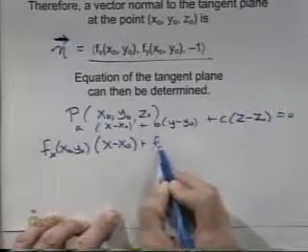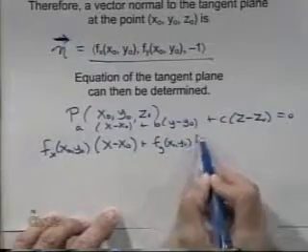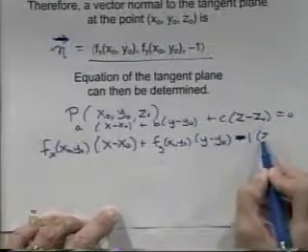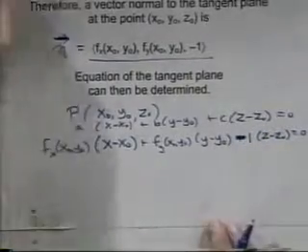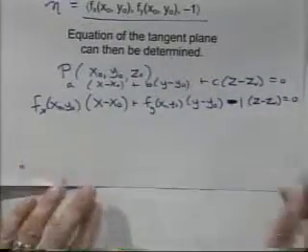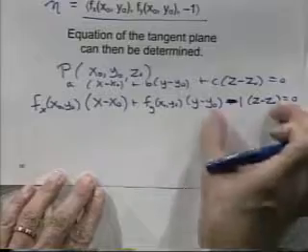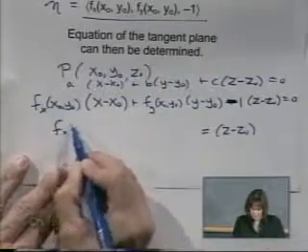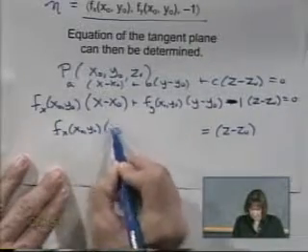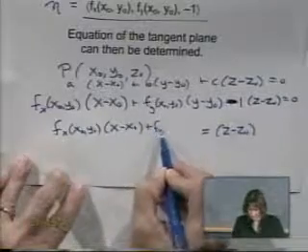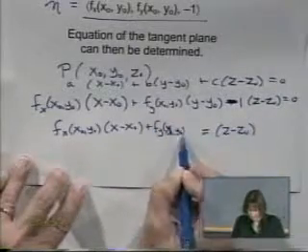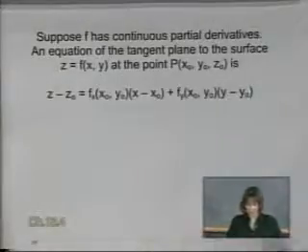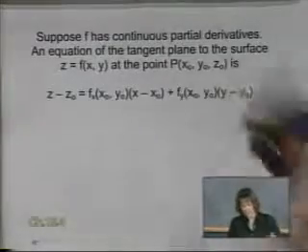So we'll have plus the partial with respect to y evaluated at x naught, y naught, times (y minus y naught), plus C, which is just negative 1, times (z minus z naught), equals 0. Now that one's not as pretty as it could be. Notice, since this is minus 1 times this, if I add the z minus z naught to this side, I get my equation looking like that, which I have written out here very nicely. Suppose f has continuous partial derivatives.